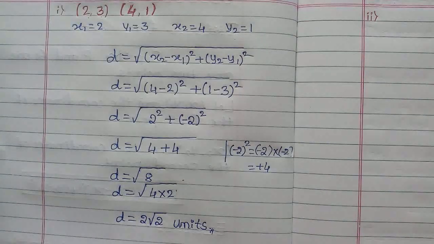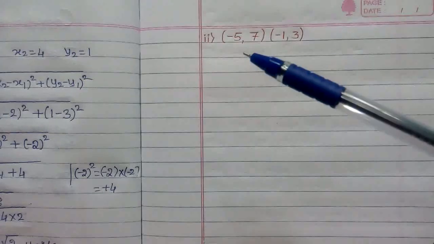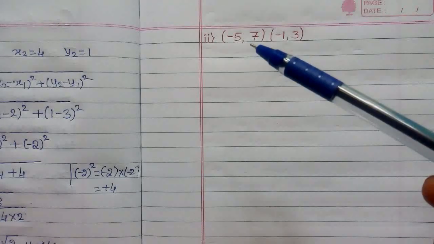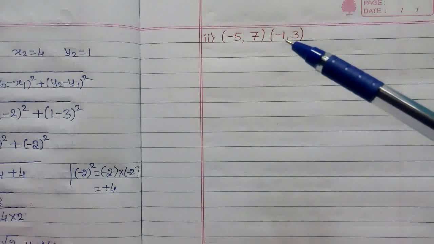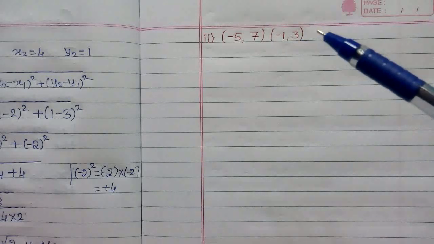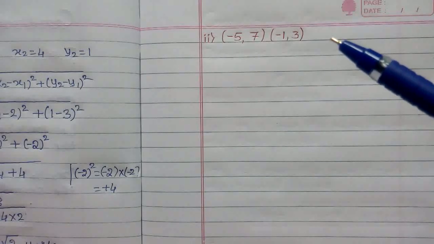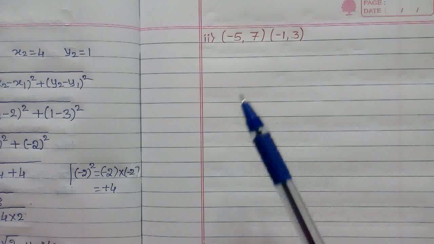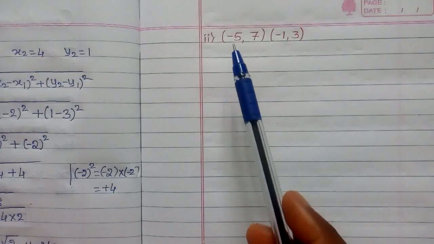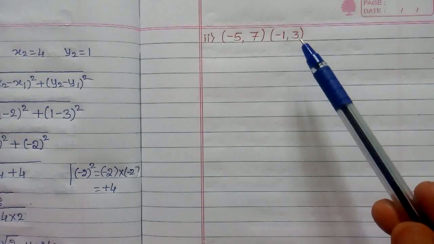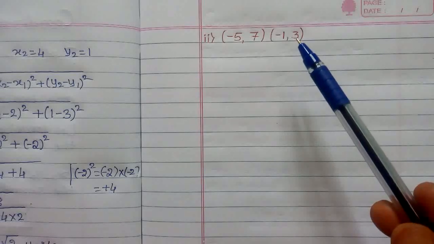Now consider another example. In this second example they are given the first point (-5, 7) and the second point (-1, 3). Here we have to find the distance between these 2 points. Here we know that in the first point x1 is -5, y1 is 7. Then x2 is -1, y2 is 3.